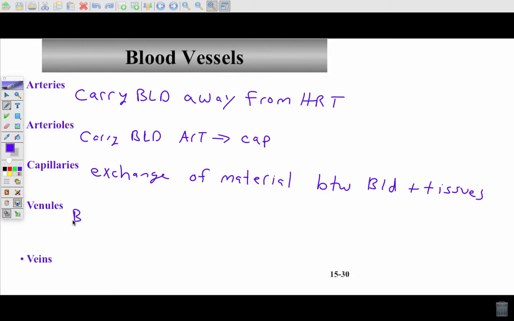Venules take blood from capillaries and send it to the veins, and veins carry blood towards the heart.